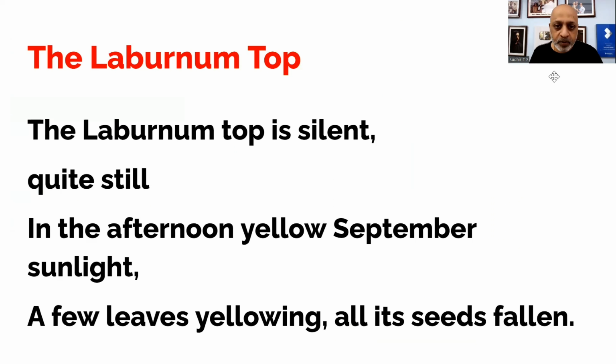Have you understood so far? Okay, this is the poem. The laburnum top is silent, quite still. In the afternoon, yellow September sunlight, a few leaves yellowing, all its seeds fallen.